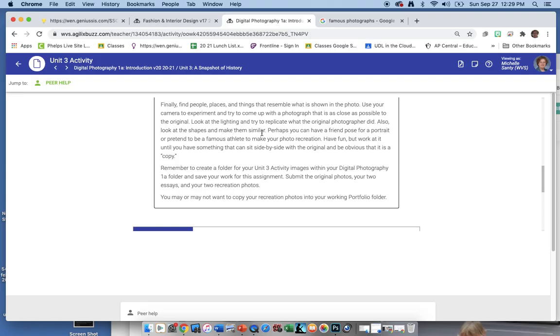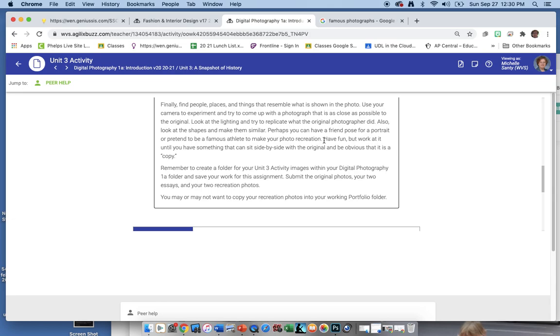You want to look at the shapes, make them similar. Does it have to be the exact same thing? No. But it needs to be similar enough that people have to look twice at it. Perhaps you can have a friend pose for a portrait or pretend to be a famous athlete to make your photo recreation. Okay, this is coronavirus time, right?